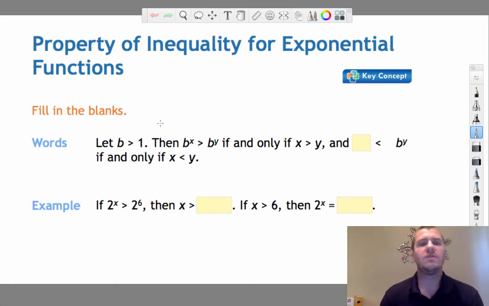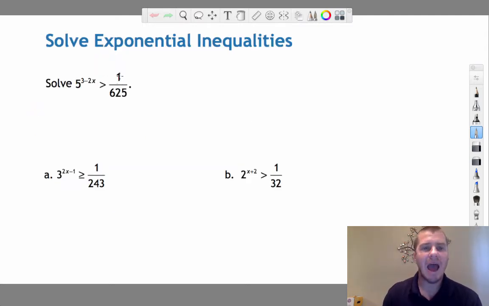You can also do these with inequalities, and you don't need to write this part down. It's the same. Basically, b raised to the x is greater than b raised to the y if and only if x is greater than y. Okay, so if b raised to the x is less than b raised to the y, if and only if x is less than y. All of these have the fractions on the right side. That's not because the inequality is just another thing that can happen.